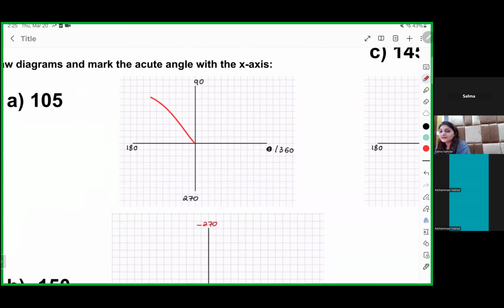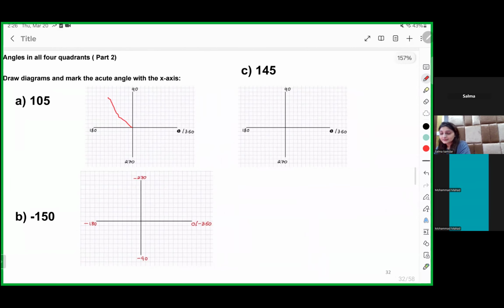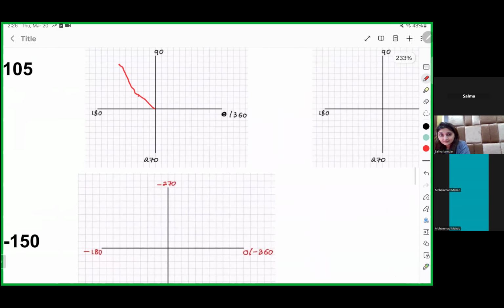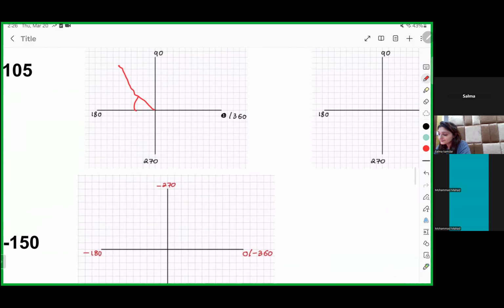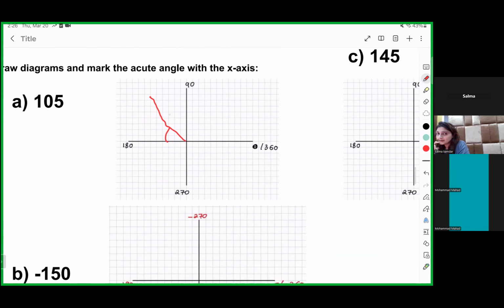And we are trying to find the acute angle with the x-axis. So where will the acute angle with the x-axis be? The acute angle with the x-axis is going to be this. So what degree will it be? 105. Is 105 an acute angle?